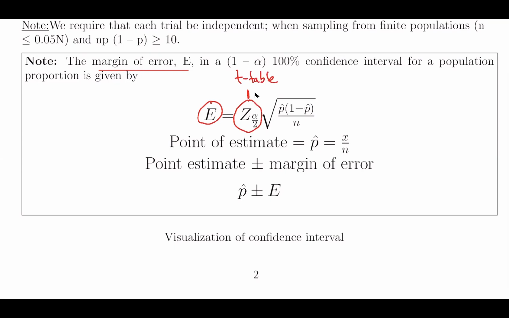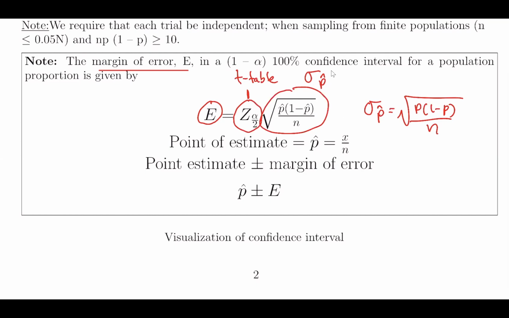And then you multiply that times this. If you remember, this is the standard deviation of P hat. The formula for the standard deviation of P hat was the square root of P times 1 minus P divided by N. The only thing different is the formula we used to use, the square root of P times 1 minus P divided by N, because we knew what the population proportion is.